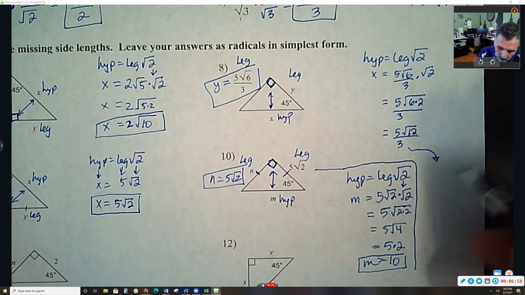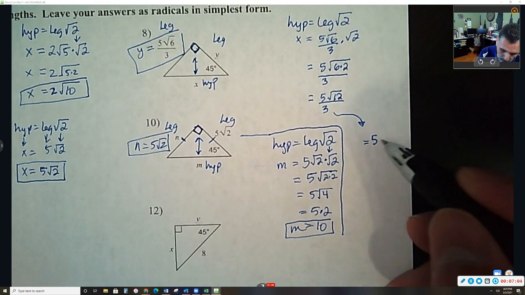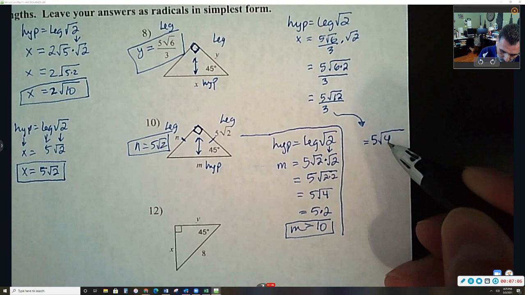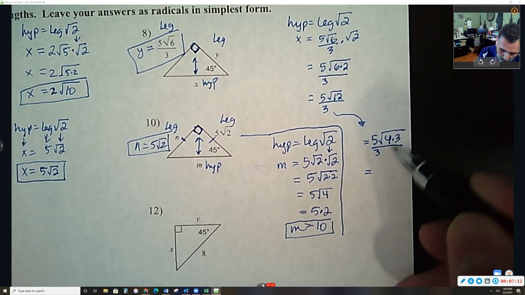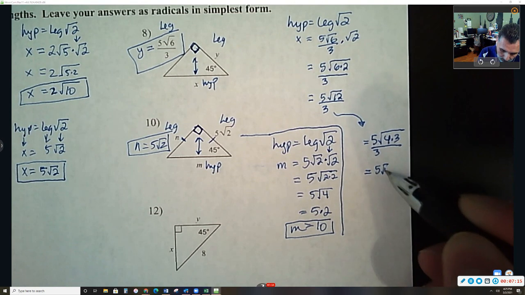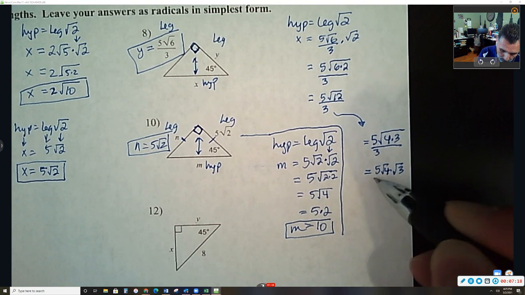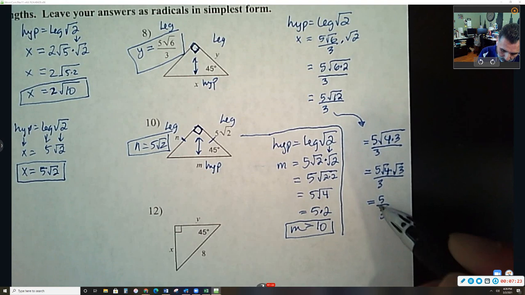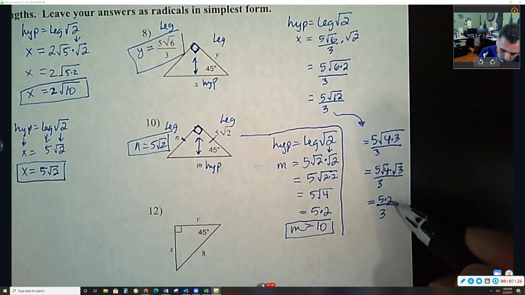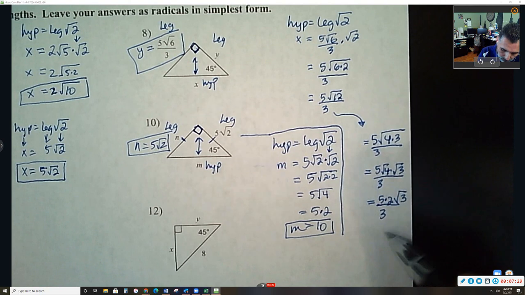And then the 12, you have to realize you can break this up. I'm gonna break up the 12. That's 4 times 3. Now remember, I haven't done anything with the 5/3 yet. And then I'm going to separate these square roots. I separate them because now I can take the square root of 4. The square root of 4 is 2, and then you're left with the square root of 3. And then finally, 5 times 2 is 10, square root of 3, and then you have 3 on the bottom. And that was x.